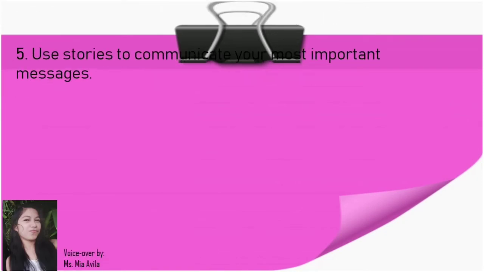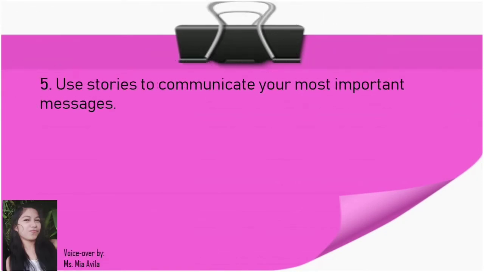Number 5. Use stories to communicate your most important messages. Stories not only provide context for what to do in certain situations, but also the motivation to act on them. To make use of this powerful tool to inspire people to act, 3 story plot types are suggested in Made to Stick.